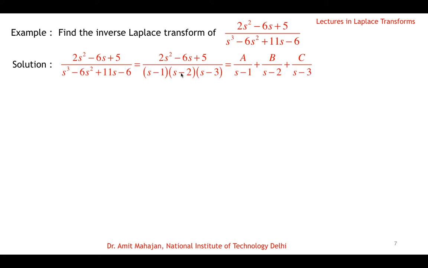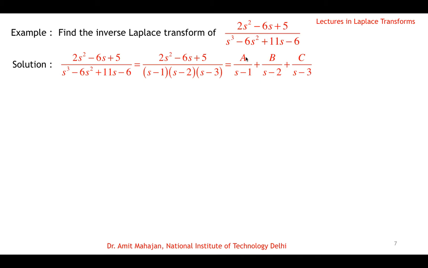If we resolve this into partial fractions, the (s minus 1) factor can be written as a constant A over (s minus 1). Similarly, the (s minus 2) factor is also of power 1, so it can be written as a constant B over (s minus 2). And (s minus 3) is also a factor of power 1, so it can be written as a constant C over (s minus 3). Then we just need to calculate these A, B, C, so that we can apply the Laplace inverse on both sides to calculate the Laplace inverse of the original function.